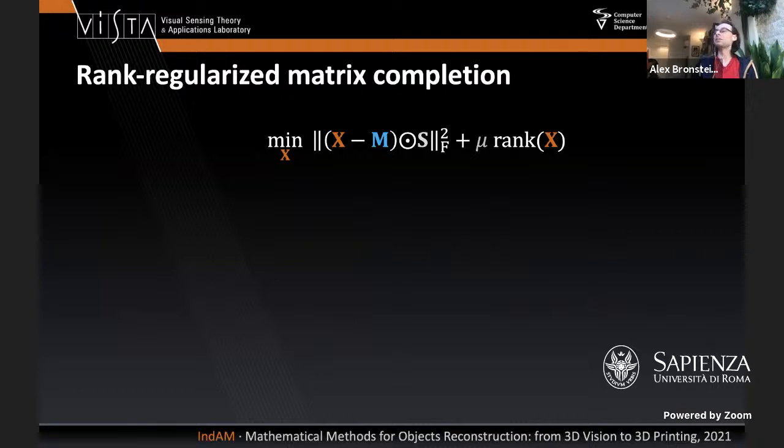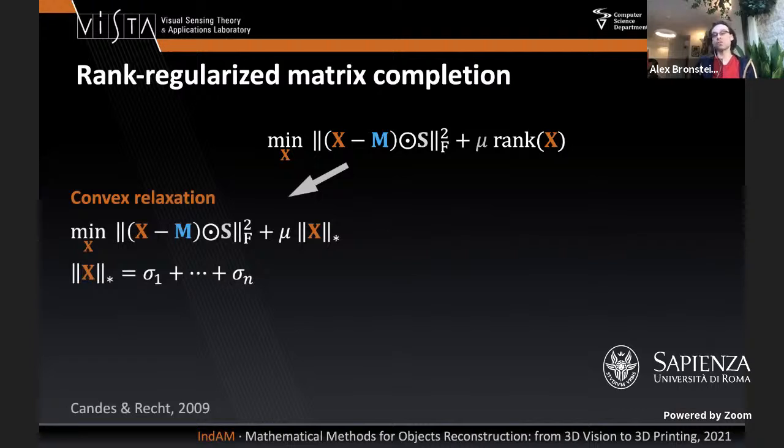I'm just rewriting the problem in a Lagrangian form without the constraints, or just putting some penalty here. Mu controls the strength of this penalty of the rank. There are standard approaches to solve this rank regularized matrix reconstruction problem. One of the approaches is a convex relaxation. So the rank, you can think of the rank as a pseudo-norm that counts the number of non-zero singular values in X. That is, of course, an intractable norm, right?